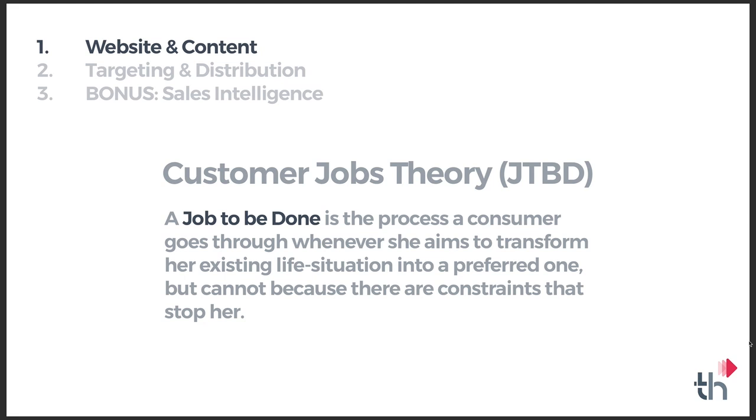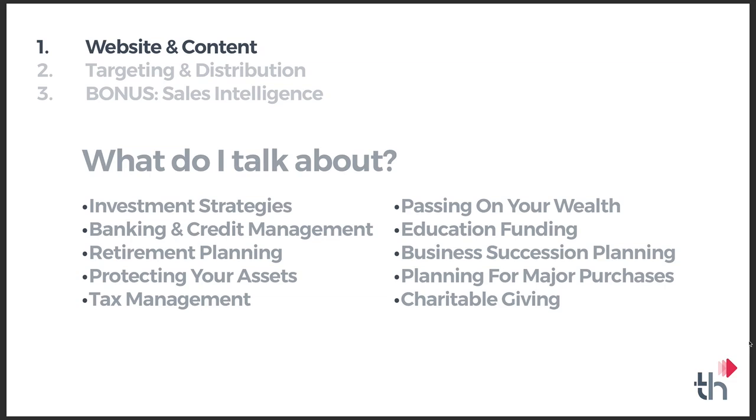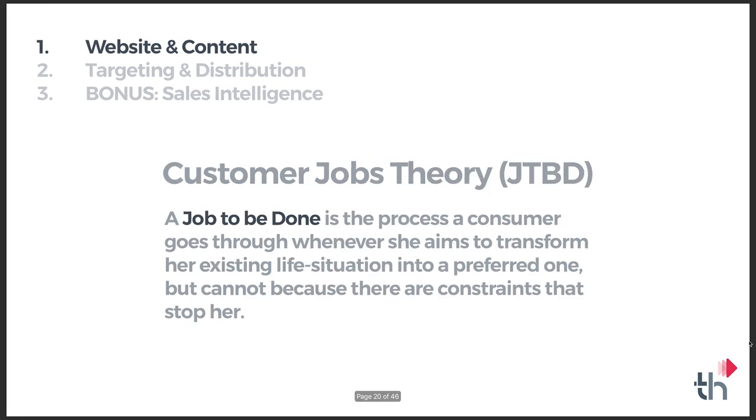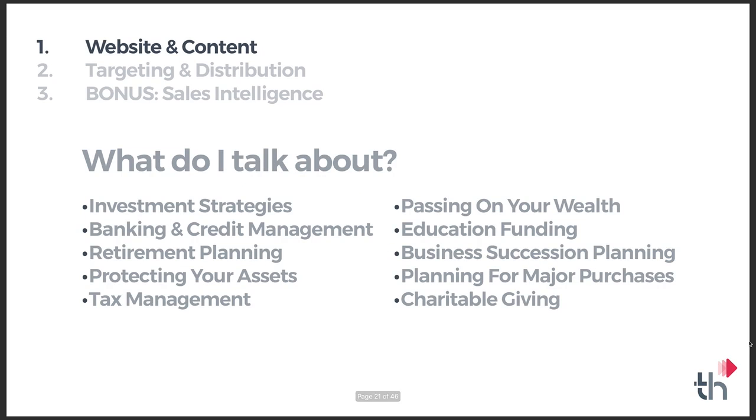So if we skip ahead for a second, let's just talk about passing on wealth. So say there's a couple that's in retirement and they want to set themselves up properly to pass on their wealth to their kids. That's a job to be done. They don't know how to do it. There's constraints because there's complexities to being able to do that properly. And so having a financial advisor that specializes in passing on wealth or generational wealth is going to be attractive.